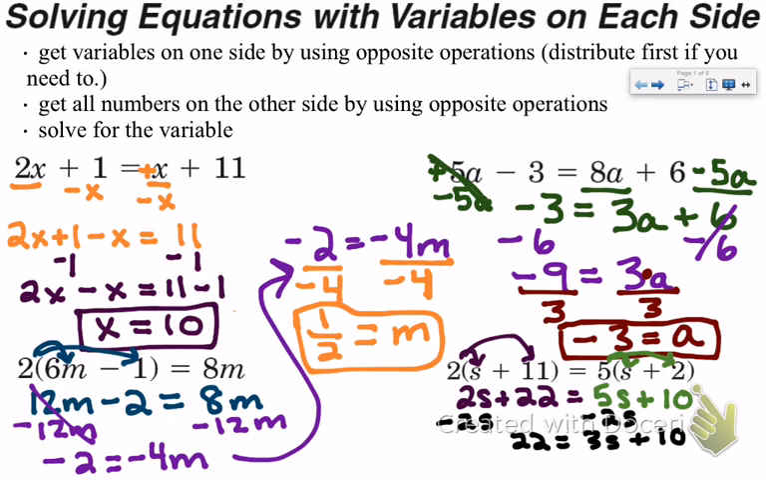My next step is since I moved my variable from the left to right, I need to move my regular number from the right to left. The opposite of addition is subtraction, so 10 minus 10 is 0, those will cancel. And I'm left with 22 minus 10, which is 12, equals 3s. I'm really running out of room, so let's go over here. 3 is being multiplied by s, so we need to divide both sides by 3. 12 divided by 3 is 4, and 3 divided by 3 is 1, so s is finally alone.